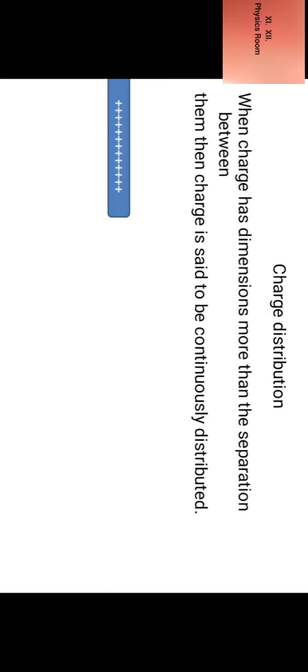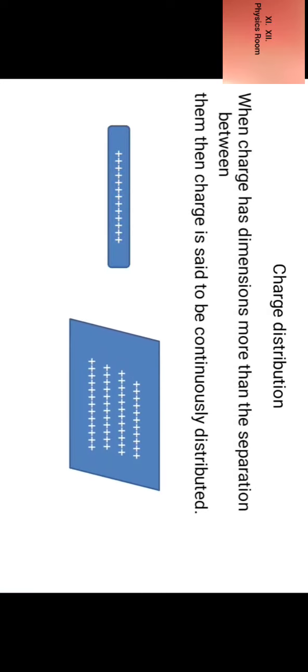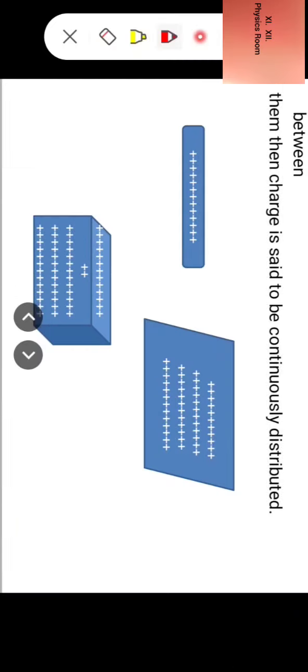Now see, here is a charge distribution along one dimension. Another one is the charge distribution along two dimensions. Now the third one is charge distribution along three dimensions. Here you can see it is charge distribution along one dimension, along two dimensions, and here is charge distribution along three dimensions.